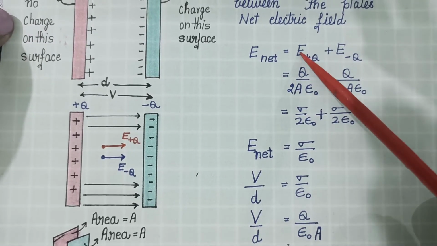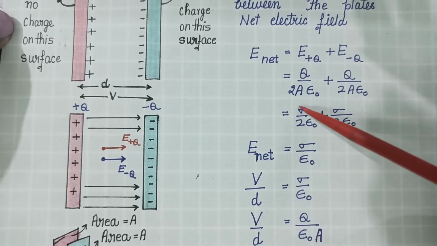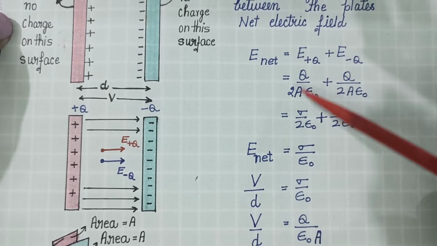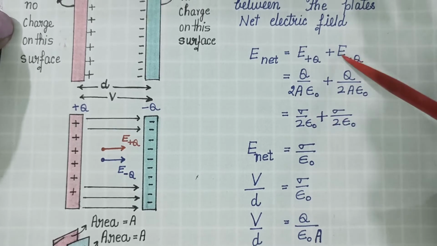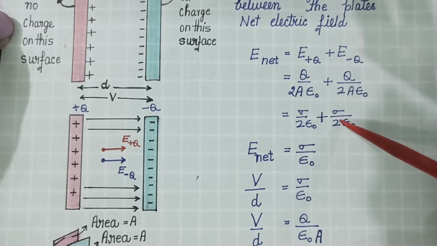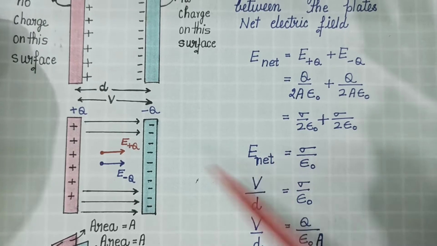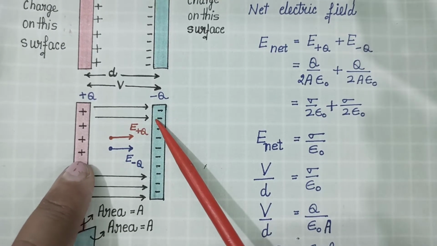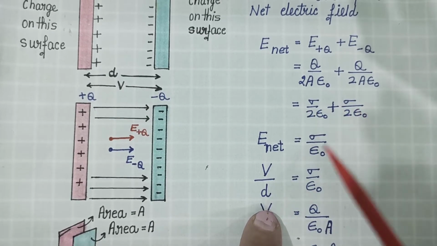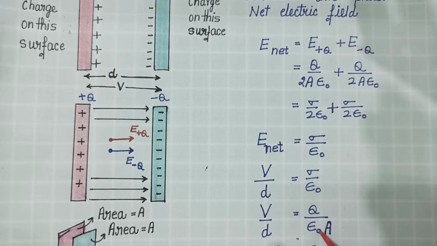Now write the electric field due to the positive charge layer, that is sigma upon 2 epsilon naught, where sigma is surface charge density. That means the charge on the surface divided by the area of the surface. Similarly, for the negative charge also the electric field will be sigma upon 2 epsilon naught. So the total will be sigma upon epsilon naught. But we know that the electric field can be written as the potential difference between these two plates divided by the distance between these two plates, which is equal to sigma upon epsilon naught. Now write sigma as the charge on the plate upon the area of the plate.